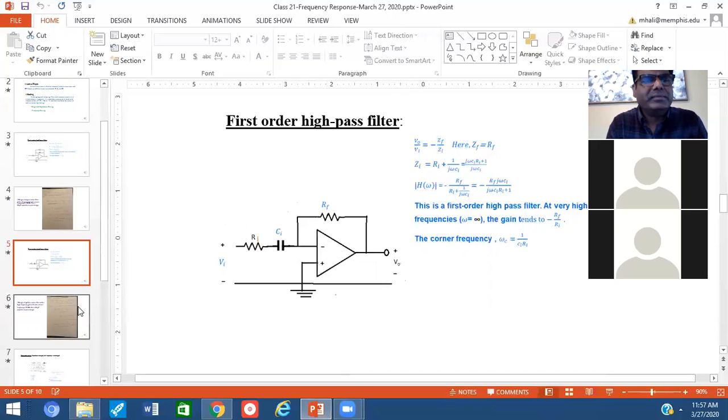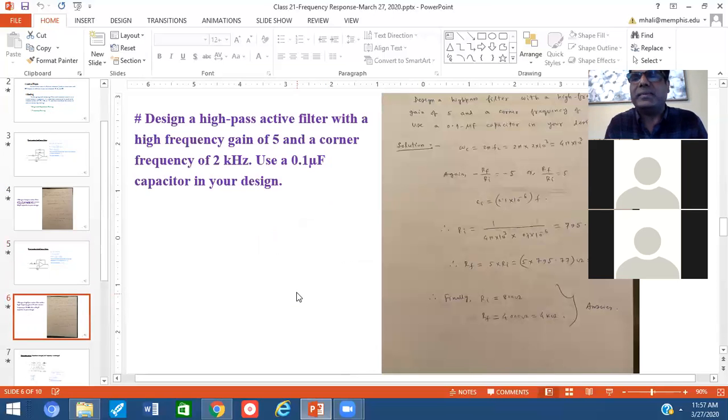Okay. Now, I have set up a numerical problem. So for this high pass filter, so everybody read the problem statement. I have written on the left side. It says, design a high-pass active filter with a high frequency gain of 5 and a corner frequency of 2 kilohertz, and use a 0.1 microfarad capacitor in your design. So this is the statement.